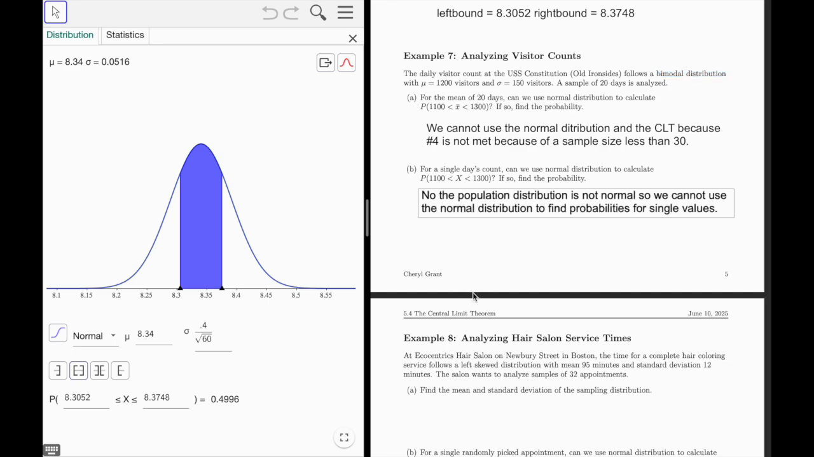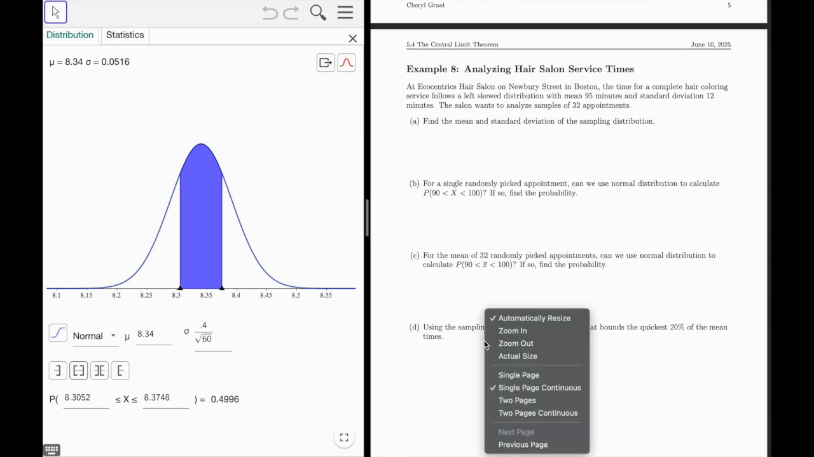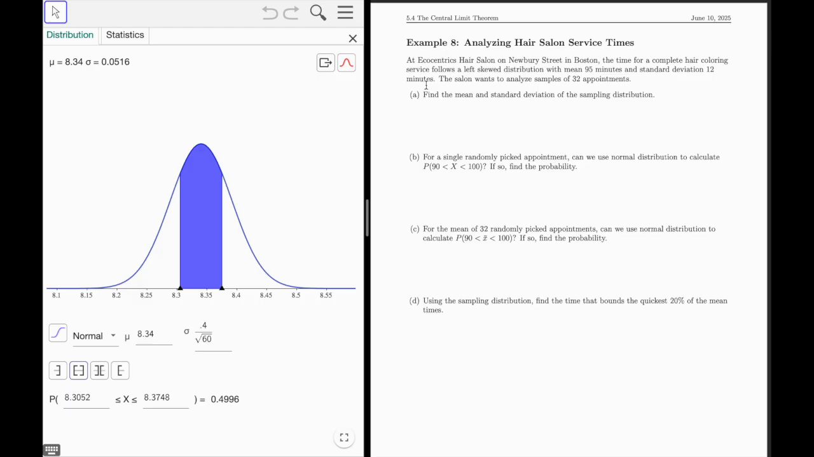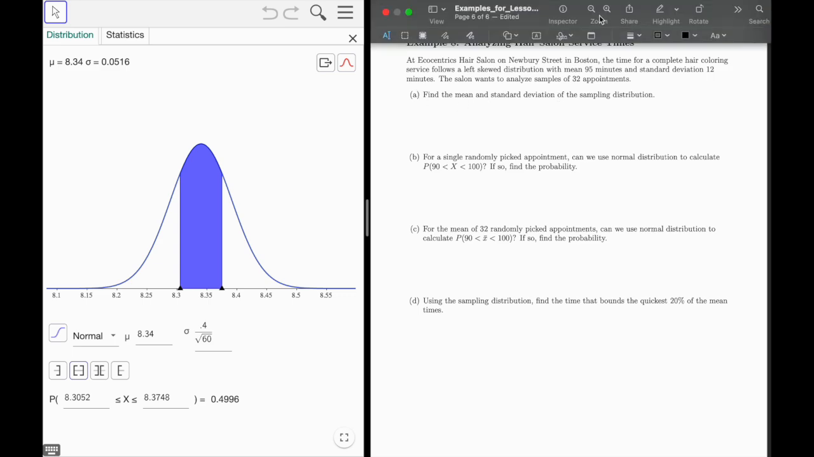There we go. Let's look at our last example, example 8. At Ecocentric's Hair Salon on Newberry Street in Boston, the time for a complete hair coloring service follows a left-skewed distribution with a mean of 95 minutes and a standard deviation of 12 minutes. The salon wants to analyze samples of 32 appointments. Part A says, find the mean and standard deviation of the sampling distribution.